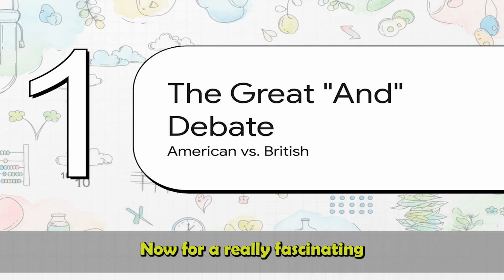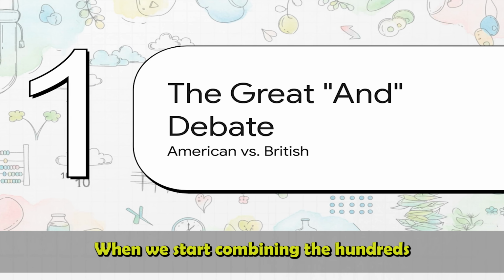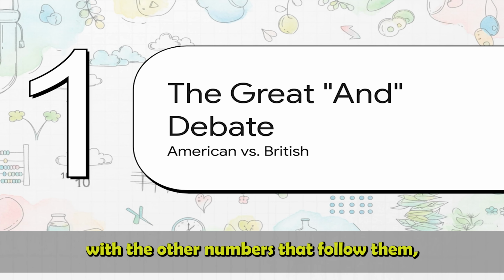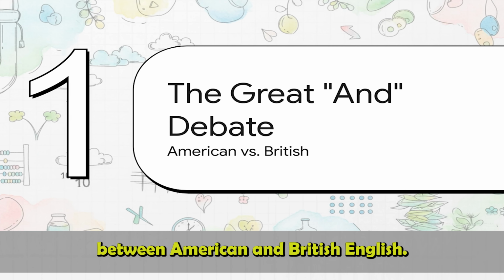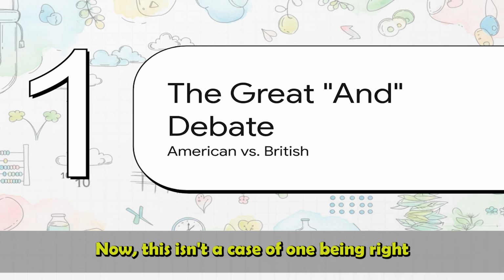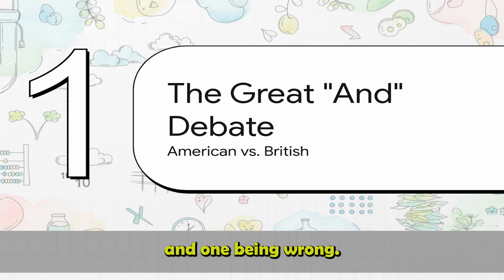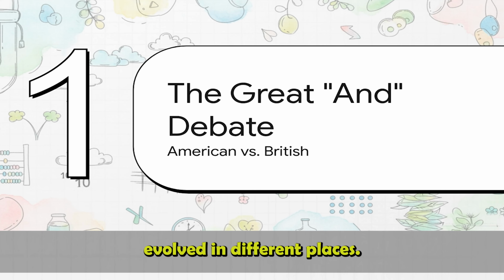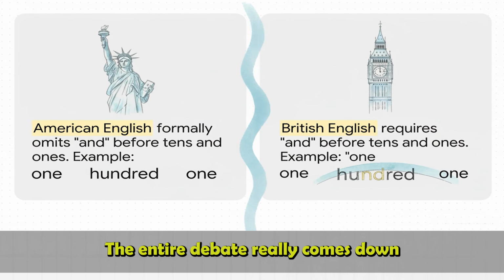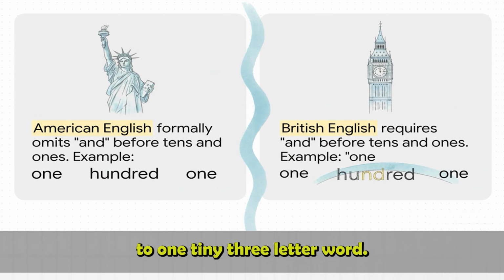Okay, now for a really fascinating little detail in part 4. When we start combining the hundreds with the other numbers that follow them, we run into one of the most common differences between American and British English. Now, this isn't a case of one being right and one being wrong. It's just a difference in style, a cool little quirk of how the language evolved in different places. The entire debate really comes down to one tiny three-letter word, and.